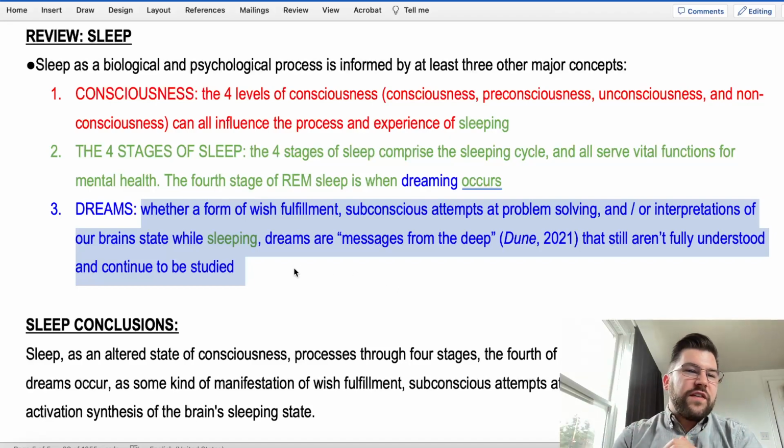But hopefully for now, you have a pretty good understanding of what consciousness is, how it relates to sleep and the 4 stages of sleep, and how and when and where dreams occur, or at least our best understanding of that so far.